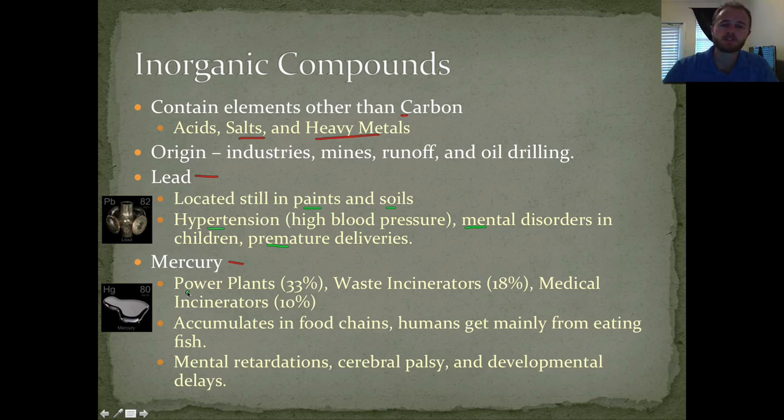Mercury, the main source of mercury getting into the environment, is through power plants. 33%, hint, hint, wink, wink. And then waste incinerators, which is a place just to burn trash, and then medical incinerators as well. And as it's released from power plants, it accumulates in food chains, and then it gets into humans mainly by eating... what do they tell you not to eat too much of?